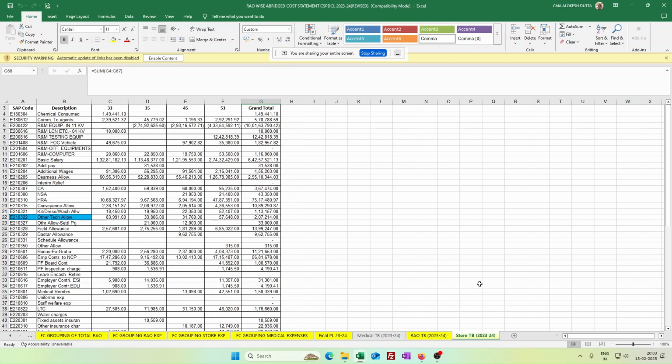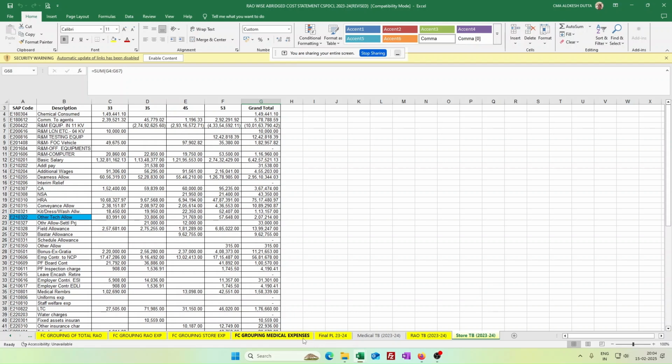Here, as per the company's SAP, there are four trial balances. One is substation wise total, another is substation wise regional office expenses, regional accounts office expenses, that means administrative office expenses. Second is store expenses, third is medical expenses.